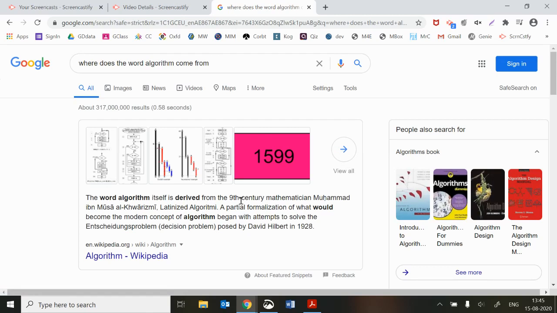Now, if we say as well, where does the word algorithm come from, it says the word algorithm is derived from the 9th century mathematician Muhammad ibn Musa al-Khwarizmi. Okay, sorry about the pronunciation there, but I'll try my best. And this al-Khwarizmi is Latinized to algorithm or algorithmi. So this surname of the 9th century mathematician has actually been Latinized to give us algorithm.